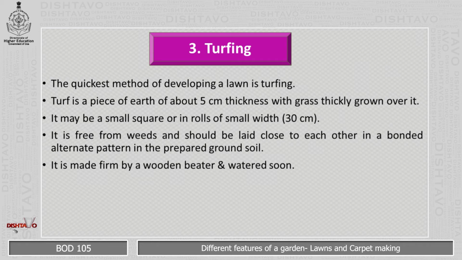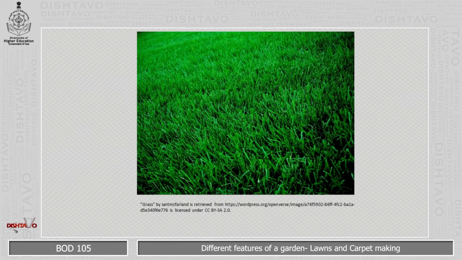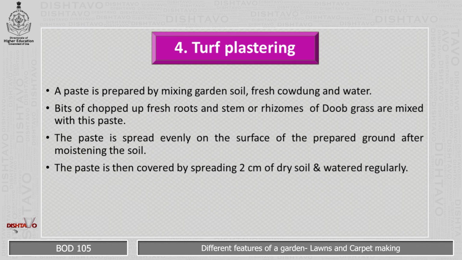Turf is a piece of earth of about 5 centimeters thickness with grass thickly grown over it. It may be a small square or in rolls of small width, 30 centimeters. It is free from weeds and should be laid close to each other in a bonded alternate pattern in the prepared ground soil. It is made firm by a wooden beater and watered soon. This is the lawn.